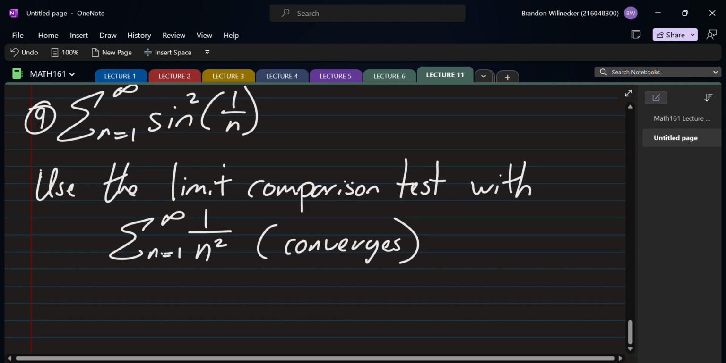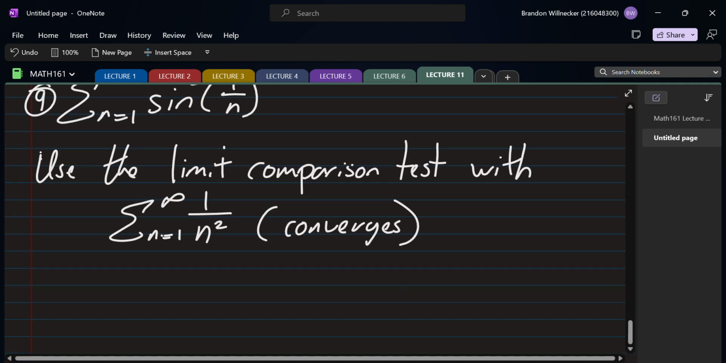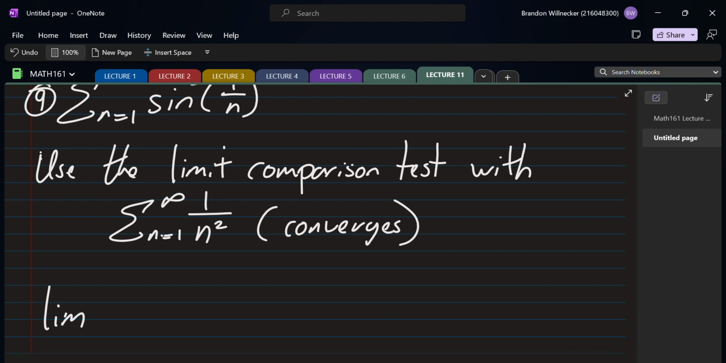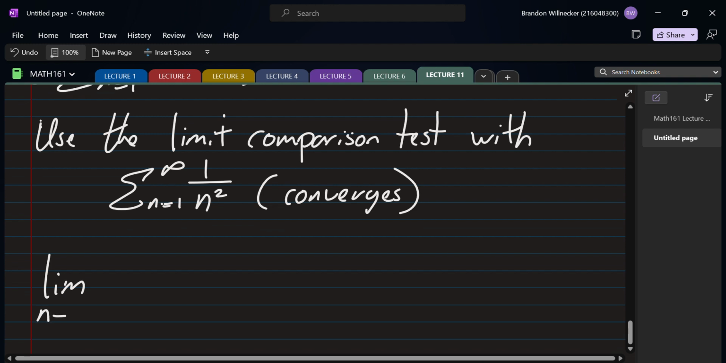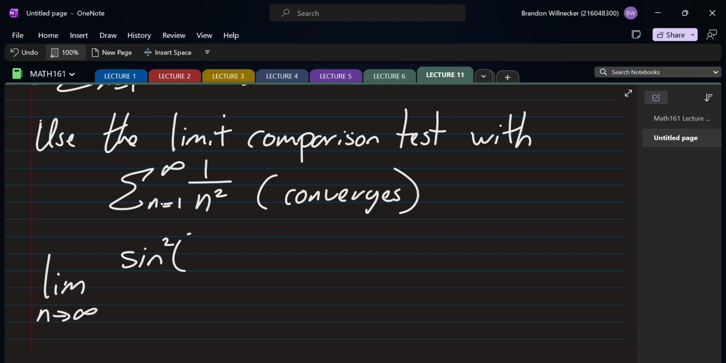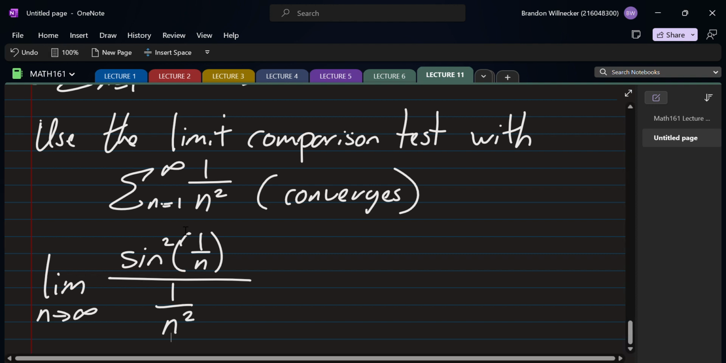We'll see now. If we take the limit to do this limit comparison test, we end up with the limit as n goes to infinity of sine squared of 1 over n divided by 1 over n squared. So those are the two series that we are interested in. The sine squared one, that's the one we're given. The 1 over n squared, that's the one we're comparing it to.